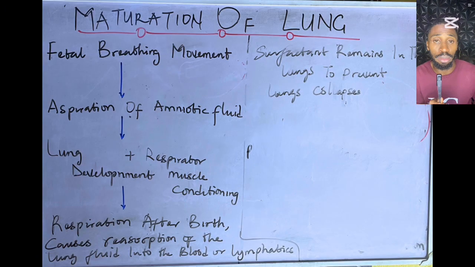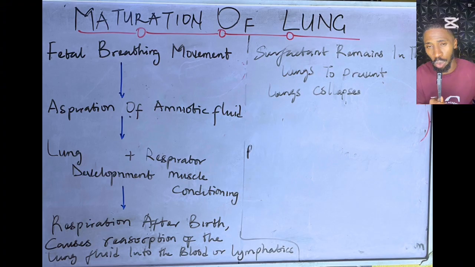So before birth, what happened? There's also fetal breath movement. So the fetus in the womb also breathes, even though not every time, but it breathes so as to aspirate the amniotic fluid into the lungs. That aspiration of the amniotic fluid into the lungs, and also swallowing through the esophagus, is very, very important for the growth and nourishment of the GIT tract, and also for lung development and for conditioning of the respiratory muscle.